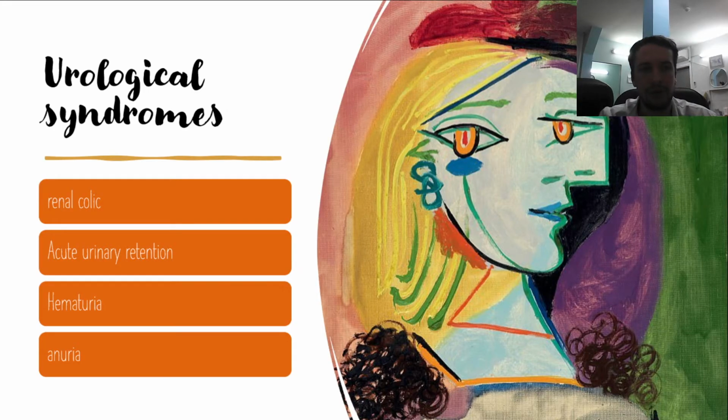Okay. Before we start talking about urology disease, we need to know four urological syndromes. The first syndrome is renal colic. Renal colic is a pain in the place where the renal is.